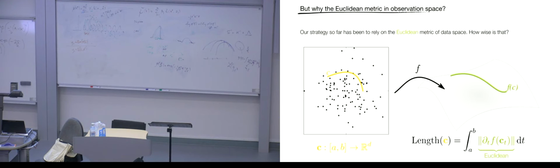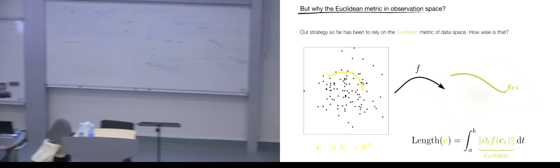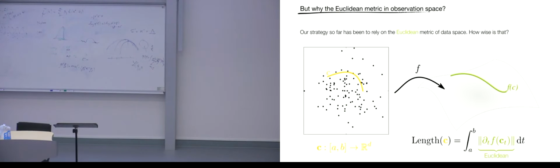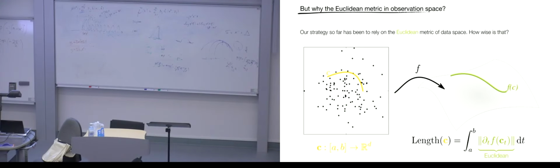Okay, so just a teeny tiny bit of math. I'm almost done. But the starting criteria when we started developing all of this was to say, okay, let's take the output space, the space in which our data lives, and measure curve length out there. And we'll measure that as Euclidean curve length. And now you may ask, well, why Euclidean? Why not something else?